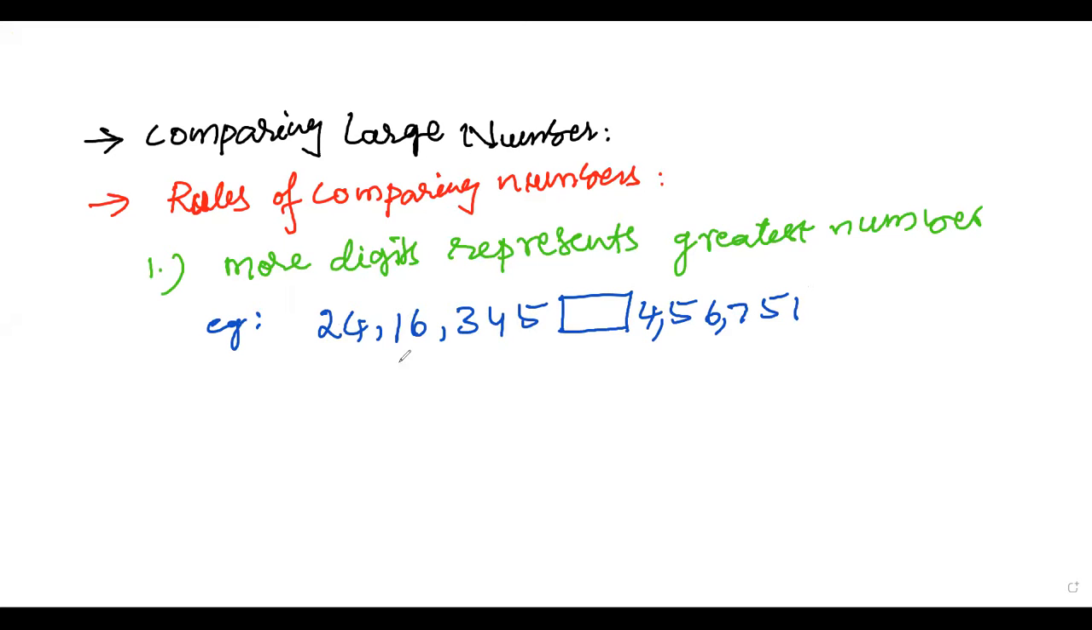Here it is a 7. So it is 7 numbers. 1, 2, 3, 4, 5, 6. Which number has more number of digits? Yes, absolutely, the first number. So that is the greatest number.